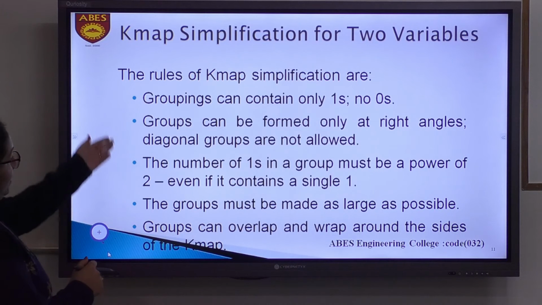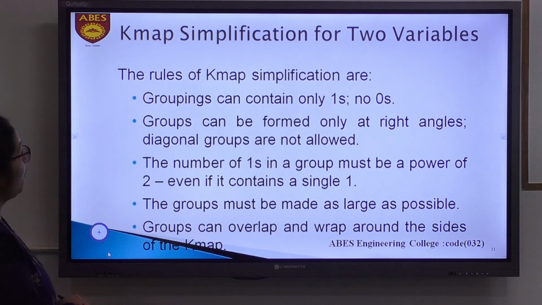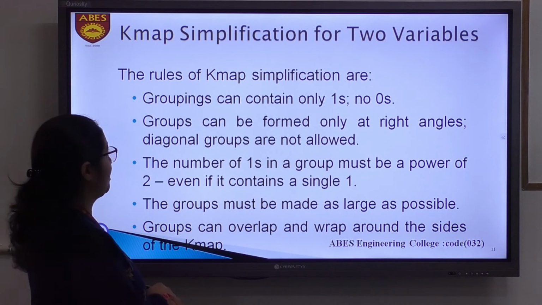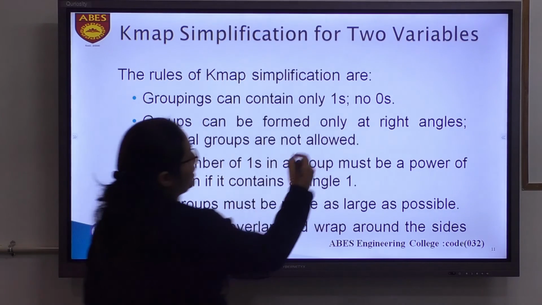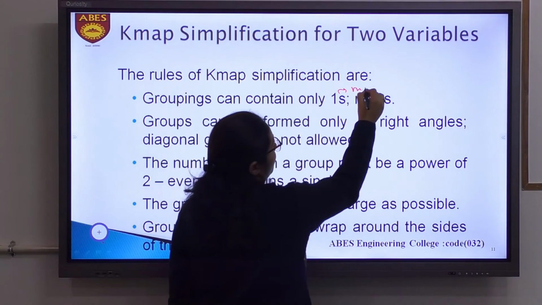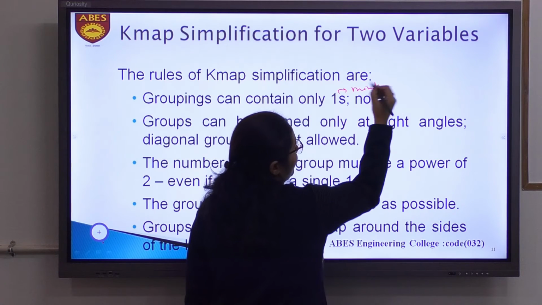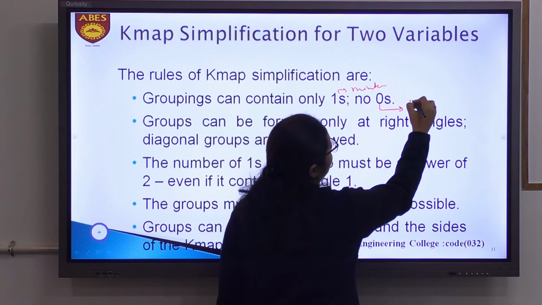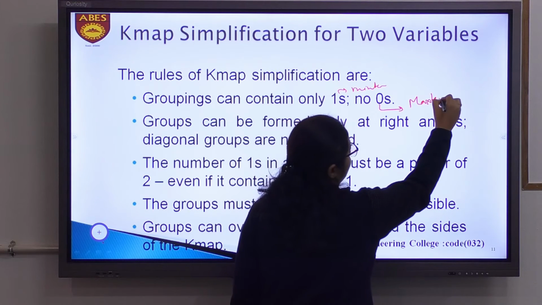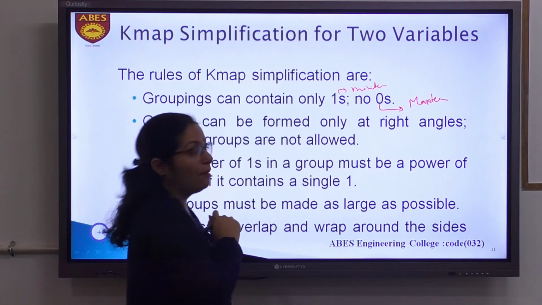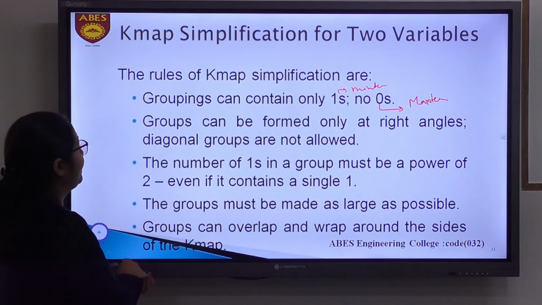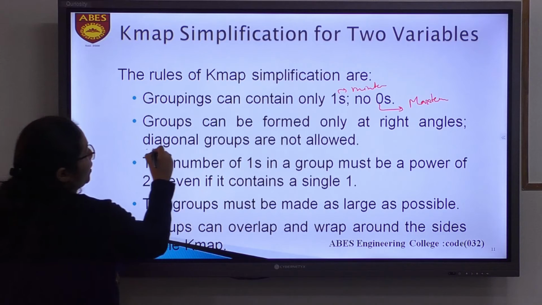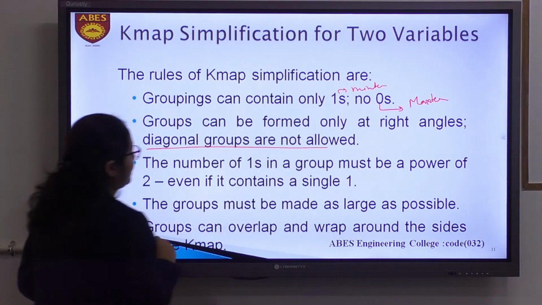So here is a summarization of the rules for the K-map simplification. Grouping can contain only ones and no zeros. Only ones in the case when we are talking about min terms, and when we are talking about max terms we can take zeros. But here we are talking about only min terms right now. Groups can be formed only at right angles. Diagonal groups are not allowed, as I discussed in the previous slide.